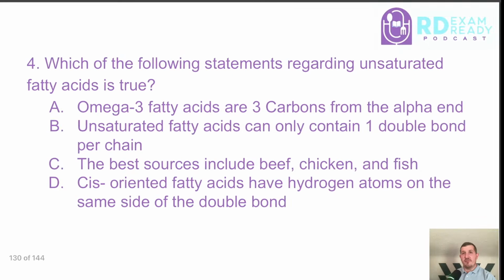Okay, let's do number 4 here. Which of the following is true? Which of the following statements regarding unsaturated fatty acids is true? Okay. Once again, use your process of elimination and see what you can do to help yourself get down to those best answers there, okay?